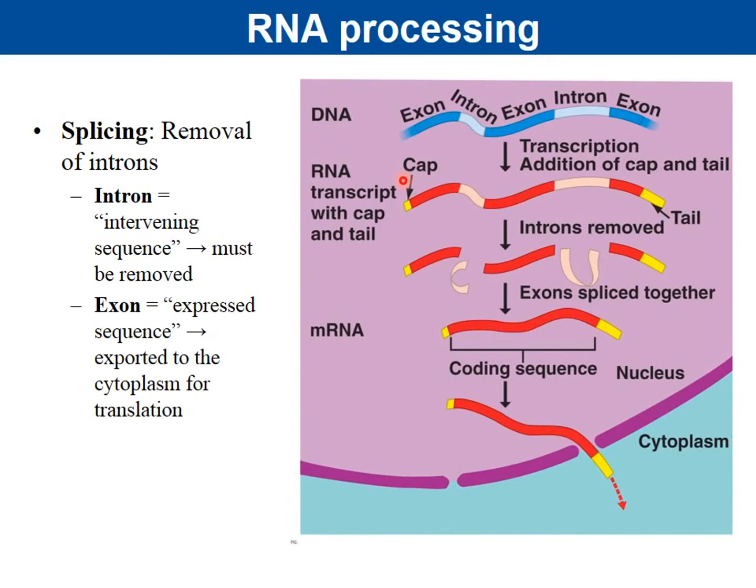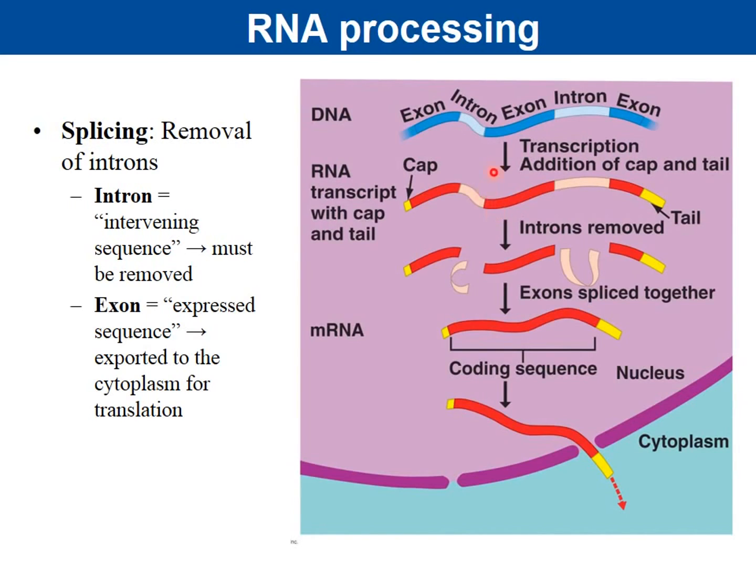And so what does that really involve? One of the things that happens during RNA processing is that a 5' cap is added and a 3' tail is added. The cap and tail serve a variety of functions. They help with the stability of the mRNA. They also help with starting and initiating translation.